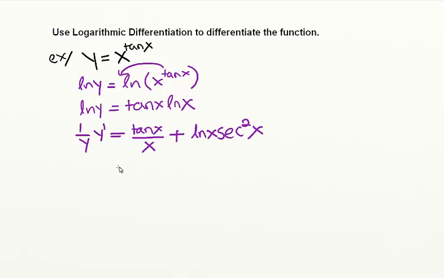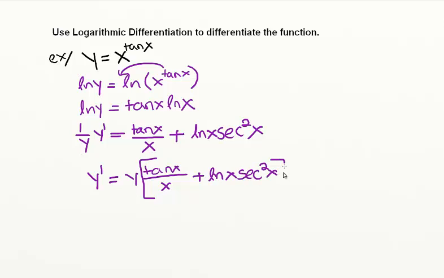And now what we want, implicit differentiation tells us we need to get y prime on one side by itself. Well, it's almost by itself. We have this 1 over y here with it, so we're just going to have to multiply by y. So we'll get y prime is equal to y times the tangent of x over x, and we'll put this whole thing in a big parentheses, plus the natural log of x times the secant squared of x. And there you have y prime.